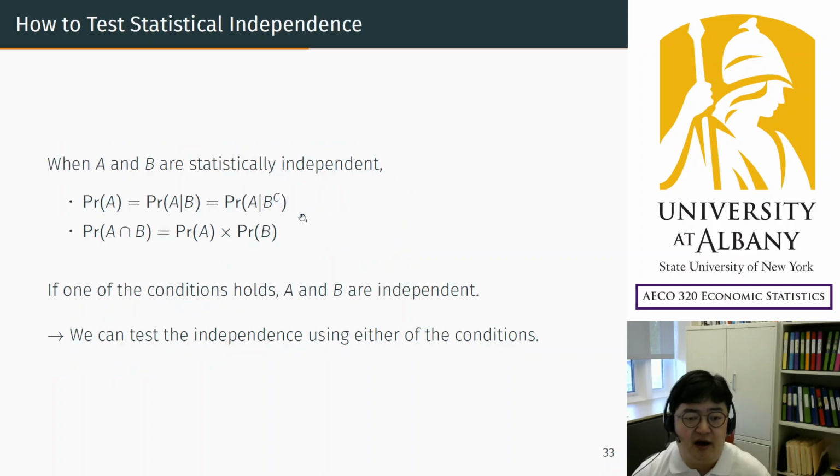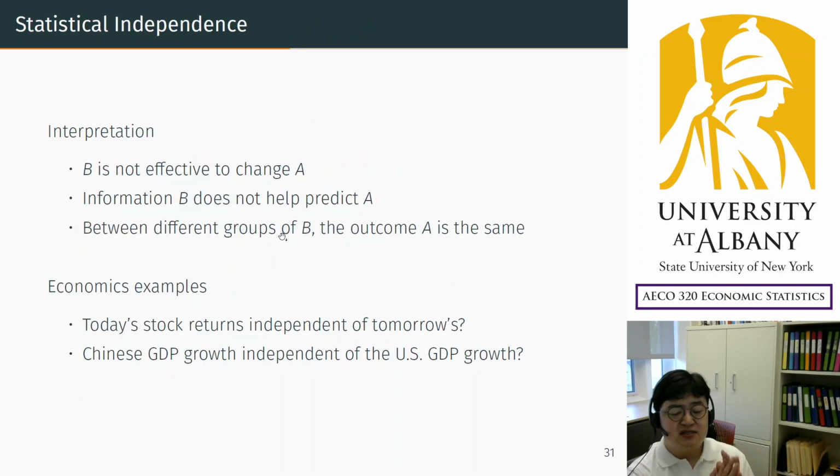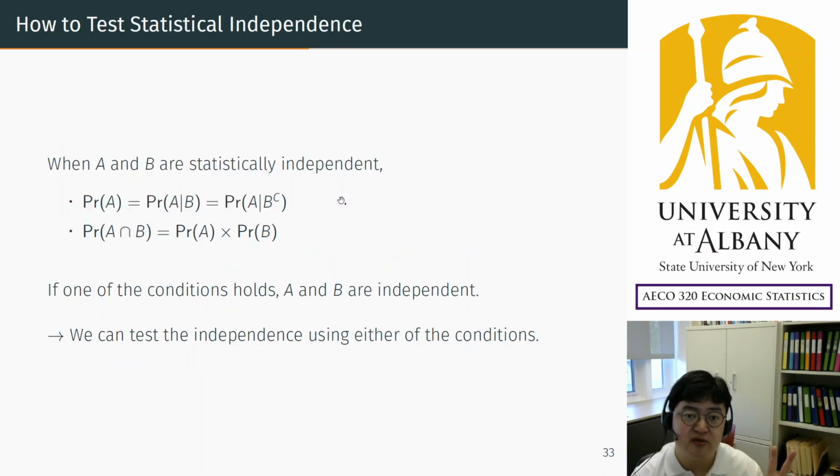Now I'm going to show you how to test statistical independence. There are two methods to test statistical independence. As I said, independence has a lot of practical interpretations and theoretical importance, so we need to check if two events are independent or not. I'm going to explain how to do that, with two different methods, in the following video.